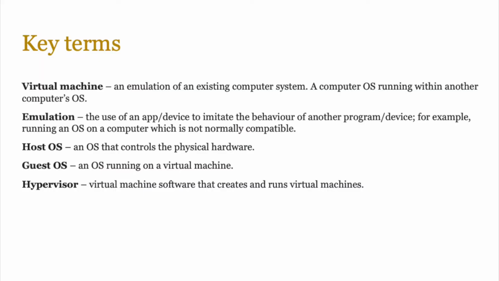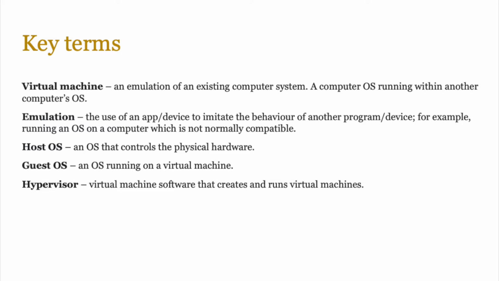So let's begin by looking at some key terms. Of course, there is virtual machine, which is an emulation of an existing computer system. So a computer operating system runs within another computer's operating system. Emulation, the word basically means the use of an app or a device to imitate the behavior of another program or device. For example, you're running Windows on the Mac OS.